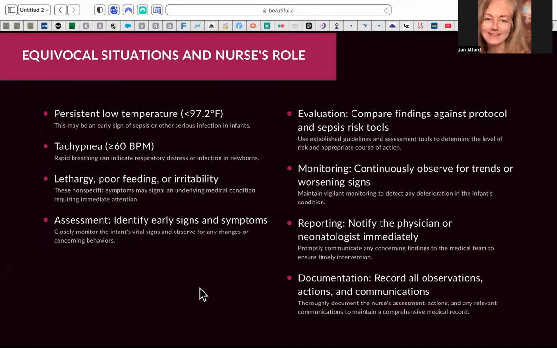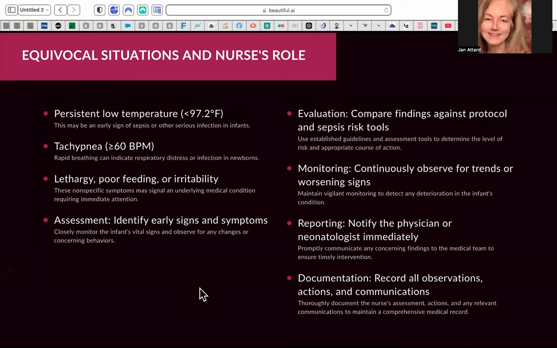Lethargy, poor feeding, irritability. These symptoms may also signal an underlying medical condition requiring immediate attention and may be signs of sepsis and infection as well. So back to what did I say? We're going to assess and identify and report and document any kind of changes.